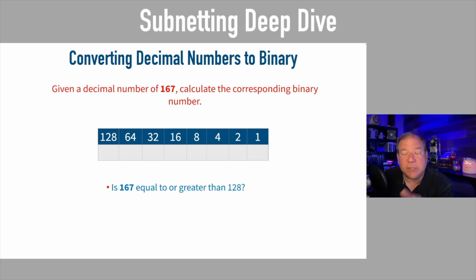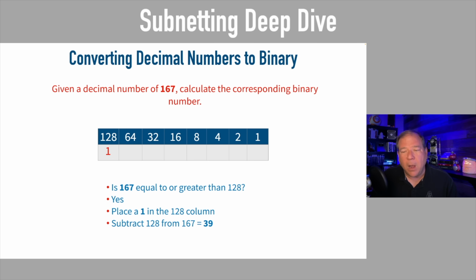And here's the key. If the answer is yes, and in this case, yes, 167 is greater than 128, we're going to put a 1 in that column. And then we're going to find the difference. What is the difference between 167 and 128? Well, after we put a 1 in that column, we're going to subtract 128 from 167, and that's going to give us a number of 39.